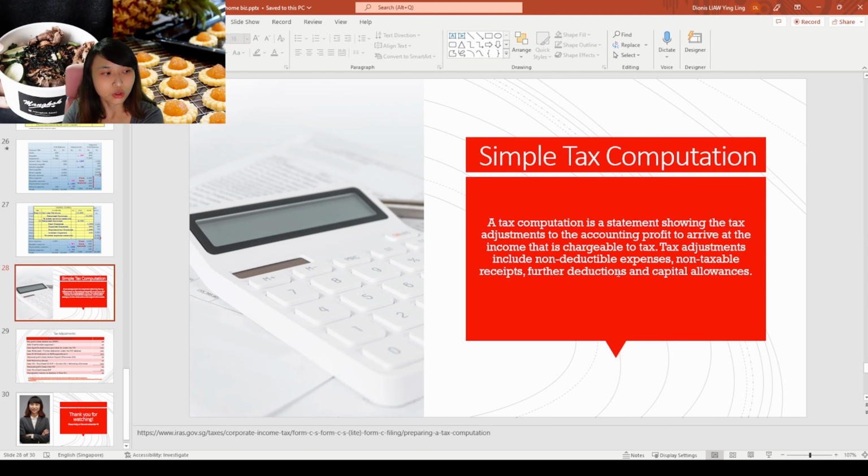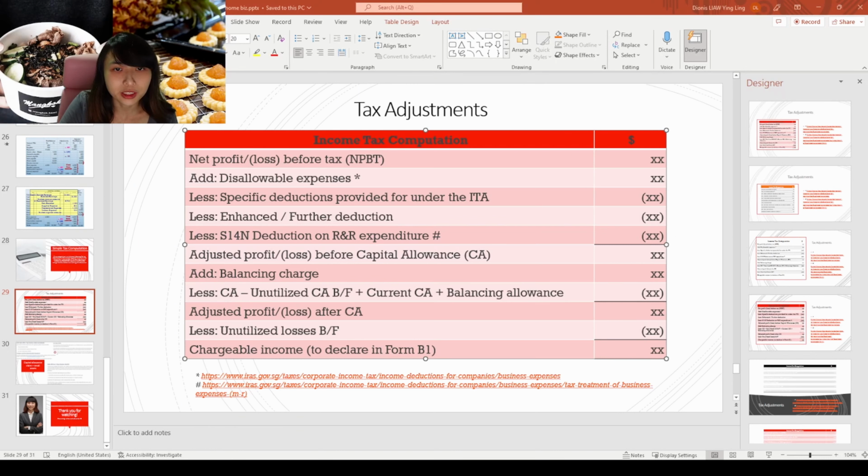Okay, so now I'll teach you guys how to prepare a simple tax computation. This is a sample of an income tax computation. From the accounts, you will get the net profit before tax. With the net profit before tax, like I mentioned, in your trial balance you should have different accounts specifying what are the disallowable expenses and put them all into different trial balance accounts.